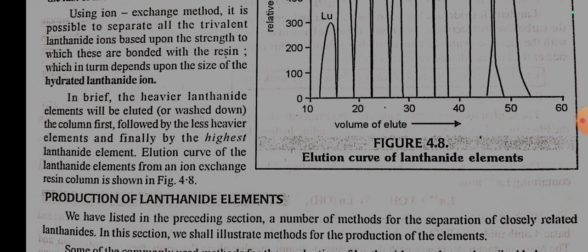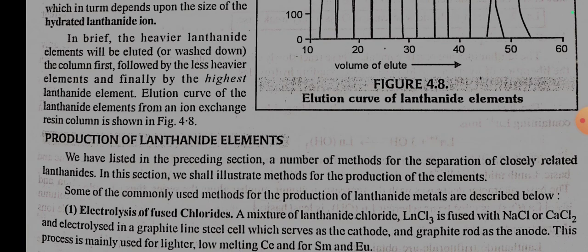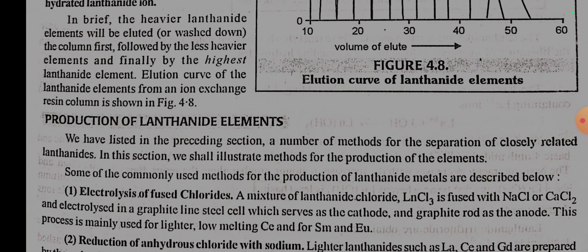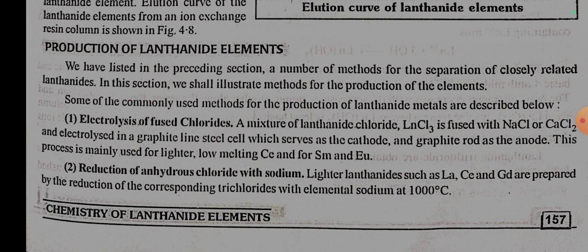Using the ion exchange method, it is possible to separate all the trivalent lanthanide ions based upon the strength to which these are bonded with the resin, which in turn depends upon the size of the hydrated lanthanide ion. In brief, the heavier lanthanide elements will be eluted from the column first, followed by the less heavy elements, and finally by the lightest lanthanide element. The elution curve of the lanthanide elements from an ion exchange resin column is shown in figure 4.8.